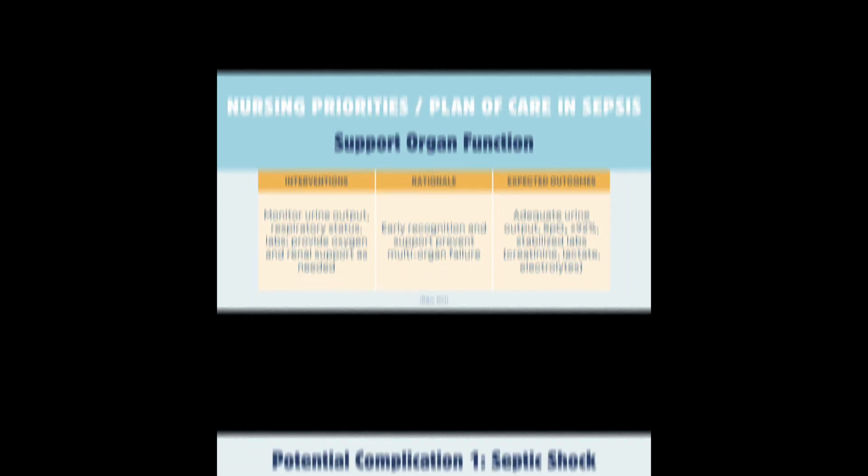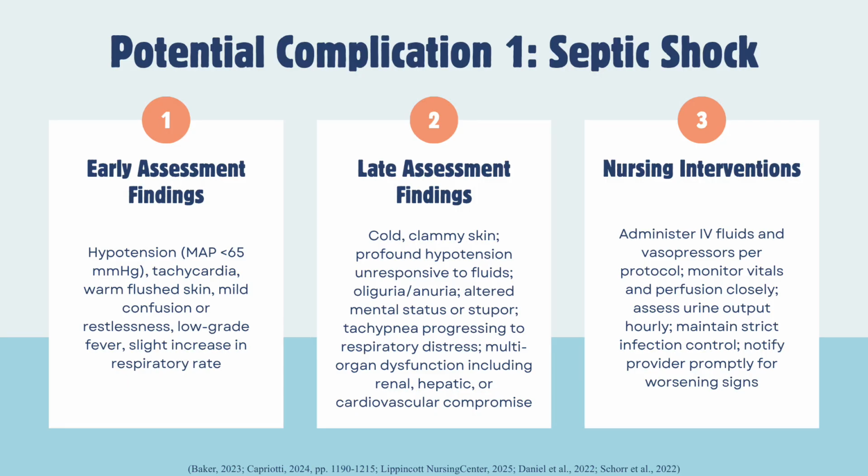The first potential complication of sepsis is septic shock. As we talked about earlier, this is a severe progression of sepsis in which widespread vasodilation and capillary leak lead to persistent hypotension and inadequate tissue perfusion, even after fluid resuscitation. As a result, oxygen delivery to vital organs is significantly impaired, increasing the risk of multi-organ failure.